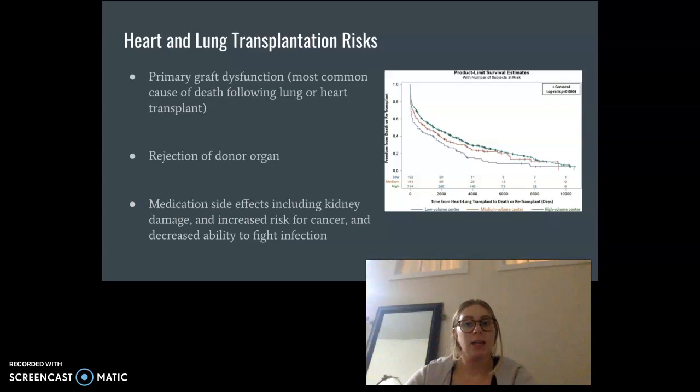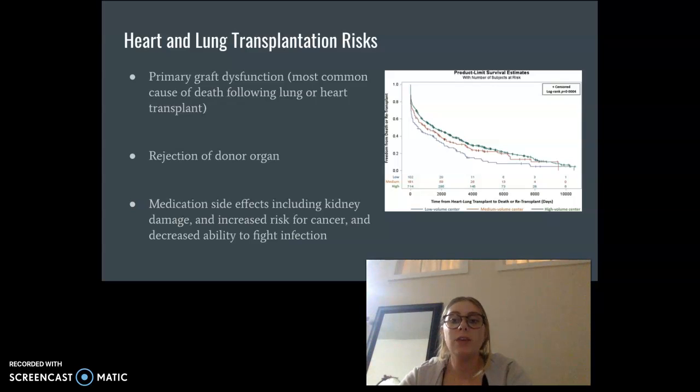And just like any form of surgery, there are risks that come along with a heart or lung transplant. The most common, but unfortunately most fatal, is primary graft dysfunction. And this occurs in around 10 to 25% of post-transplant recipients. It's basically just a type of injury to the new organ that presents itself within the first 72 hours of the transplant. So it does add to the early mortality rates.